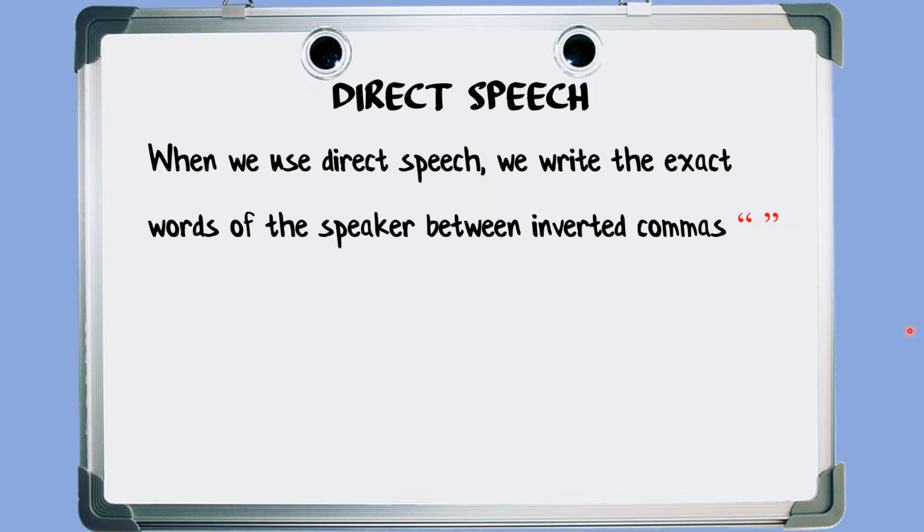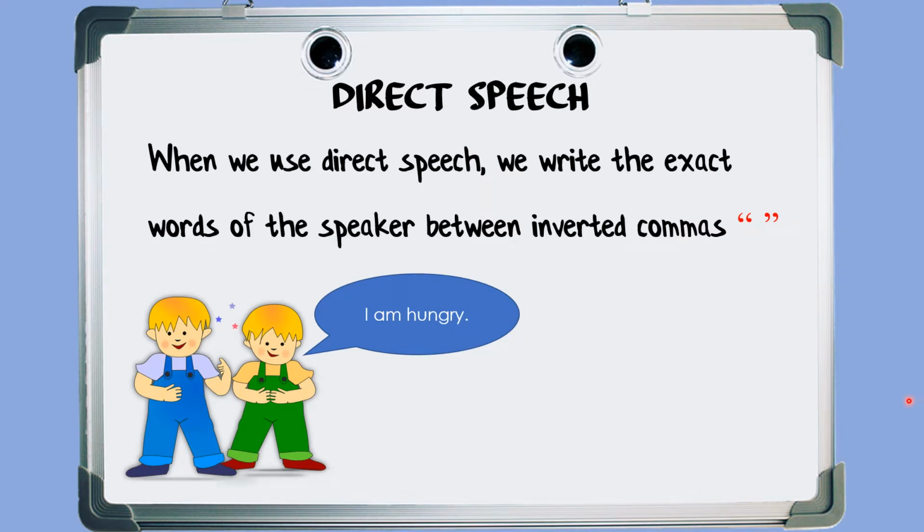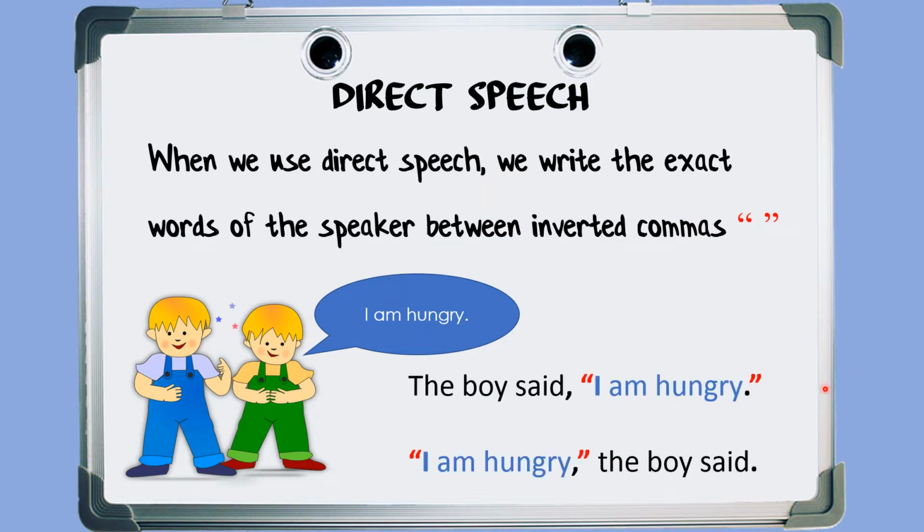So if you want to look at an example, we've got two boys here. This boy here is saying, I am hungry. If we put that in direct speech, we're going to go, the boy said, comma, open inverted commas, I am hungry, full stop, close inverted commas. You can do it the other way as well, and you can start with the words spoken and end with who said it. So the words that go between your inverted commas are the words that were actually said. You might know these as quotation marks, inverted commas, or 66s and 99s. For grade 5, you need to know them as inverted commas.